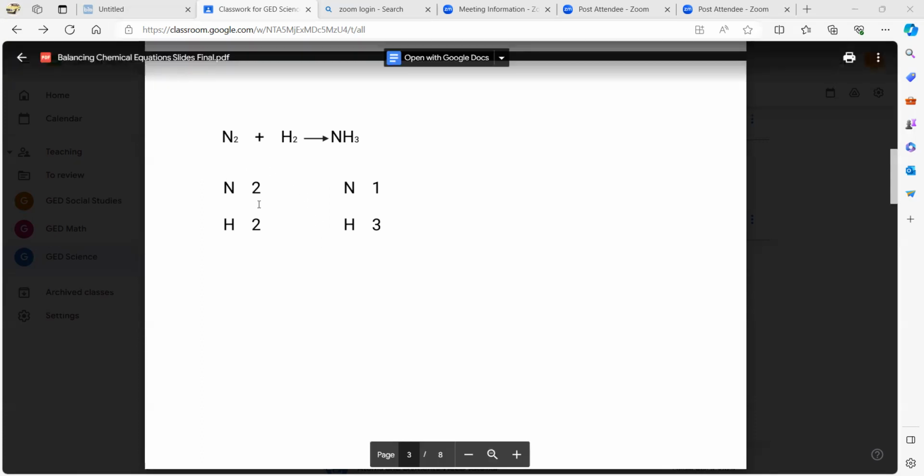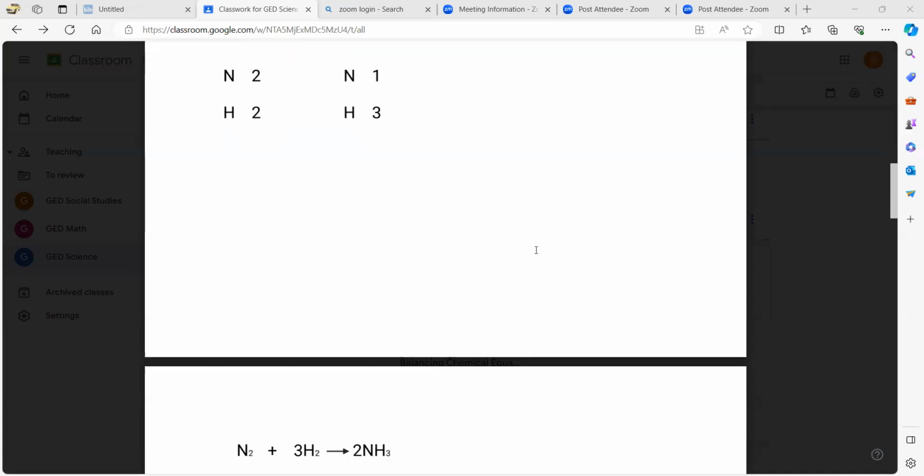So I've got 2 nitrogens on the reactant side and only 1 nitrogen on the product side. I have 2 hydrogens on the reactant side and 3 on the product side. So this is definitely not balanced. So what can we do about it?